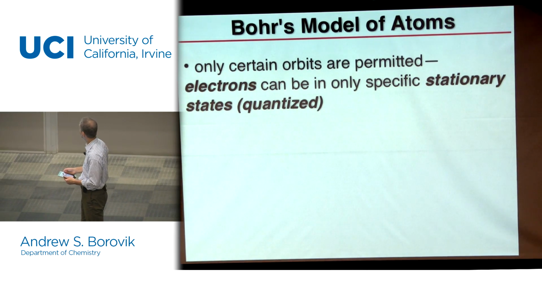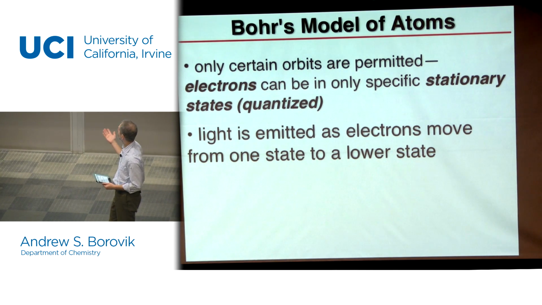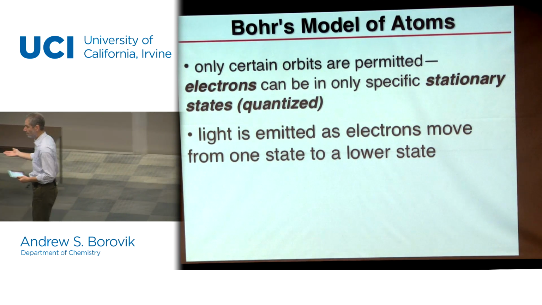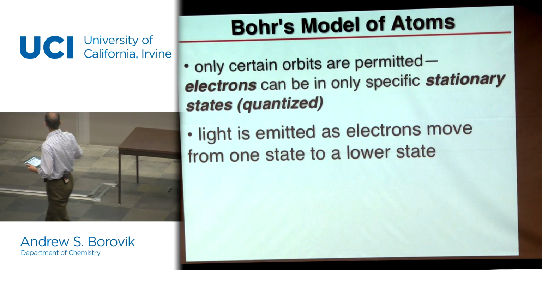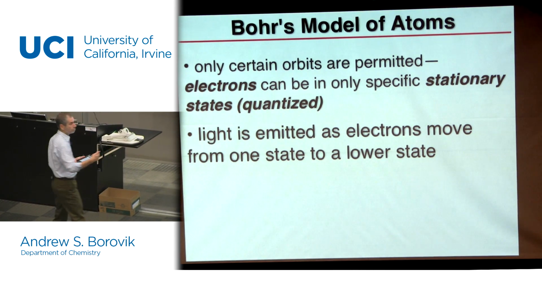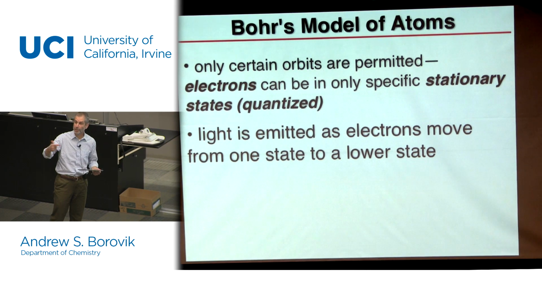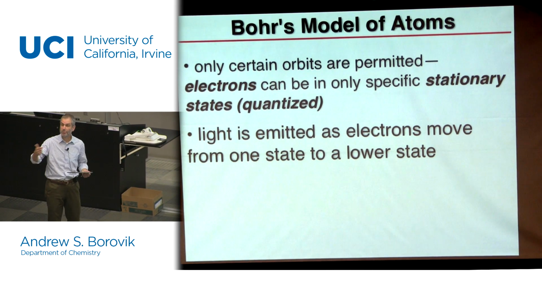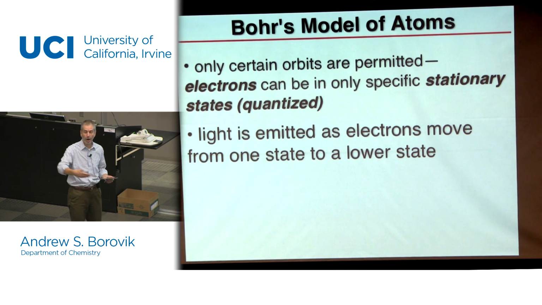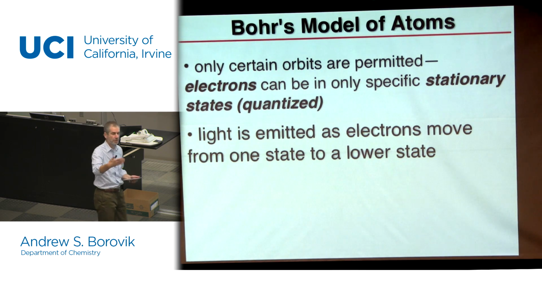Okay, so I think we've been here. This is what I just showed you. Light is emitted, it comes out of the atoms as electrons move from one state to a lower state. N equals 3 goes to n equals 1. N equals 2, n equals 1. N equals 3 to n equals 2. That is what I'm talking about. That gives off energy as light, and you can observe that in the atomic spectrum.